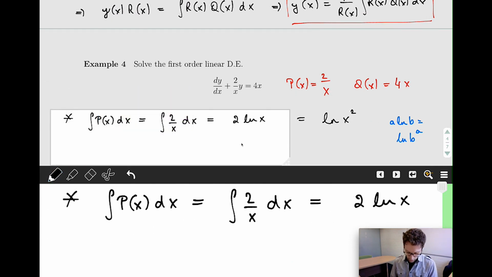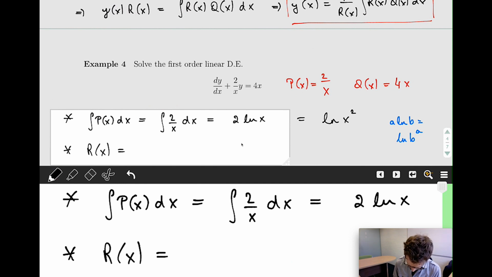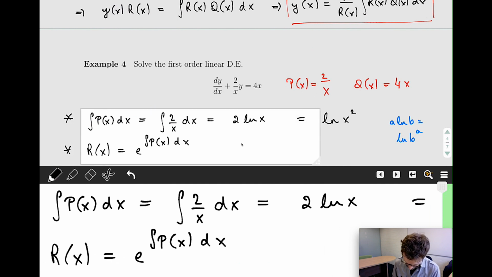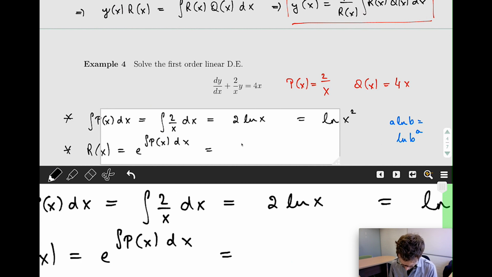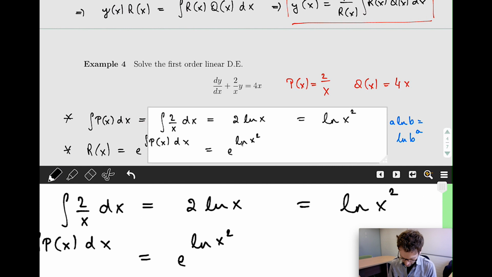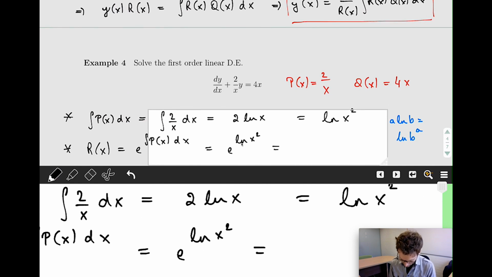In the meantime, once I've calculated the integral of p of x dx, I can form the function r of x, which is the exponential of the integral of p of x dx. So let's put in the integral we've just found. So we've got e to the natural logarithm of x squared. We've already seen that e and natural log cancel each other out, so I get x squared.